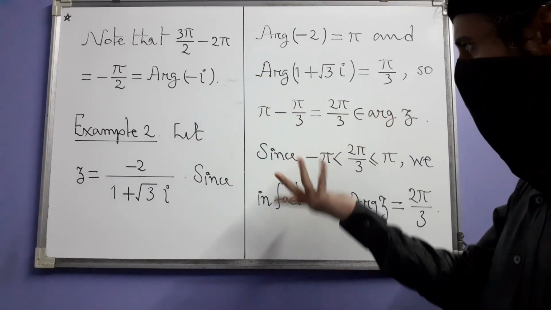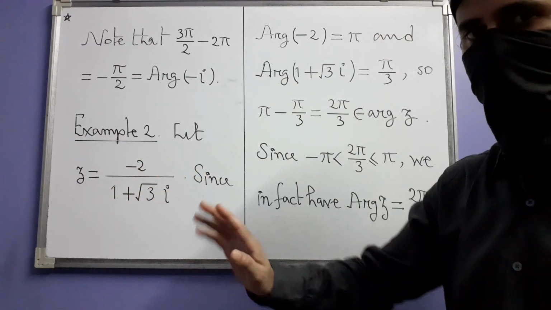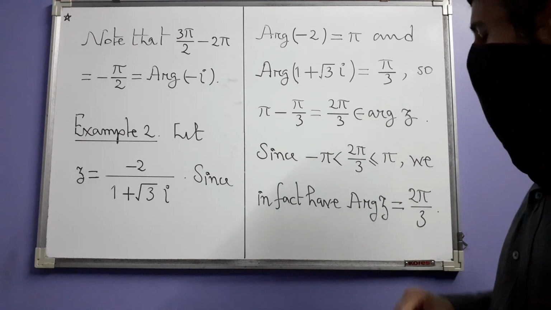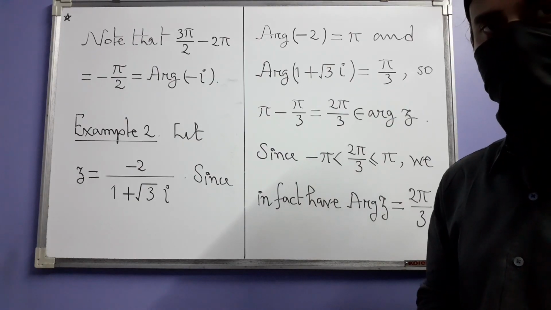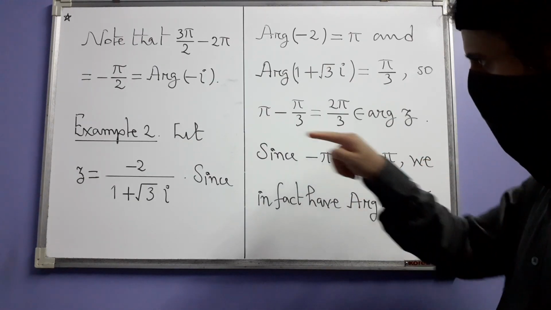Do you see how easily we found it, and we did not have to first turn this into standard form. We don't have to do those things. And luckily, this actually satisfies those inequalities. So that's why this value is nothing but the principal argument of our z.